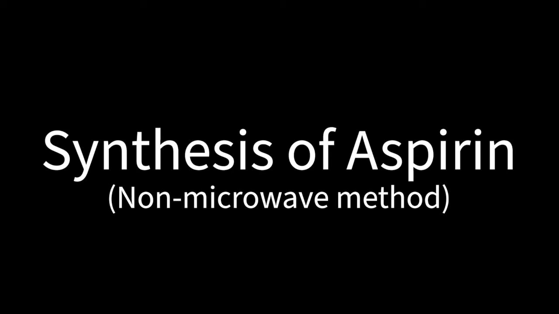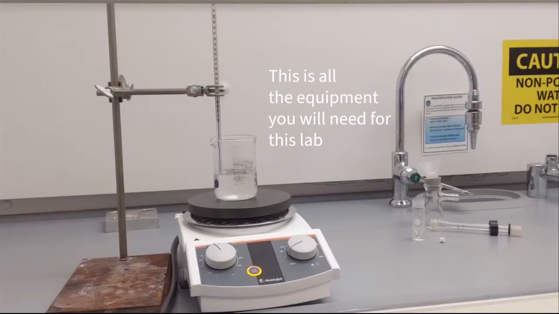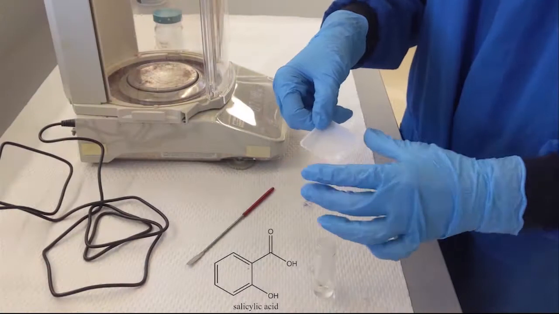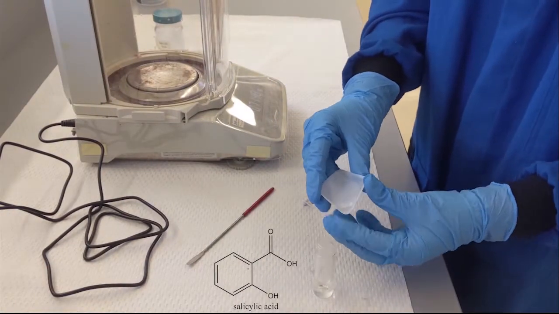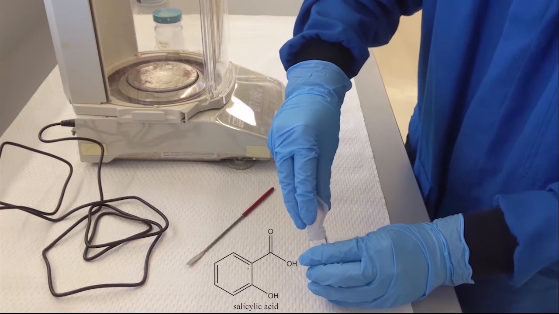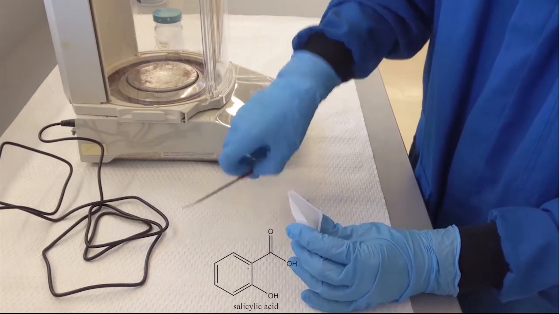Aspirin synthesis from salicylic acid. For this experiment, we are performing the non-microwave procedure. We start by weighing out 0.2 grams of salicylic acid and place it in a 5 ml conical vial.